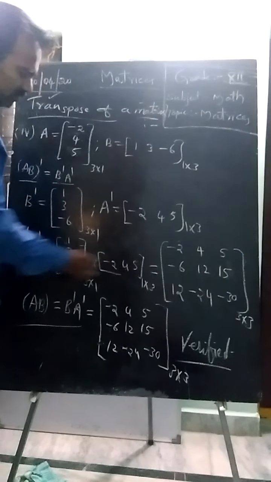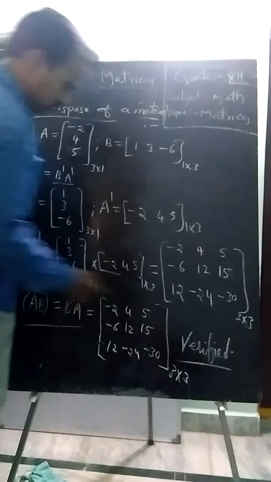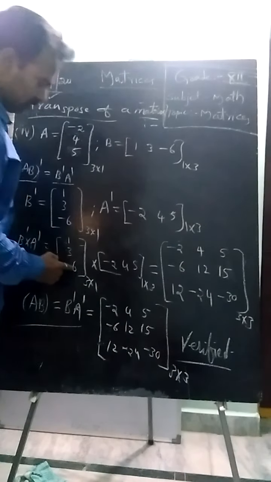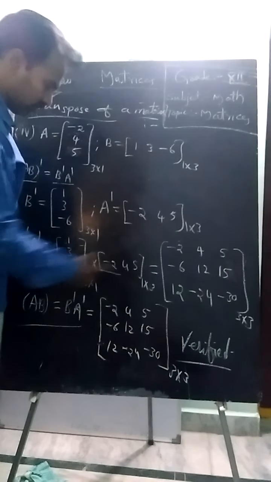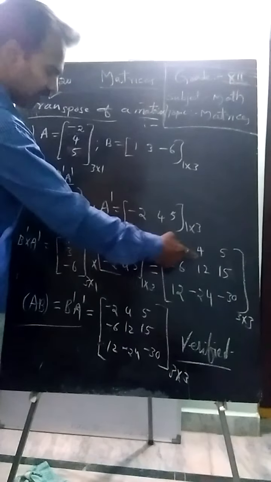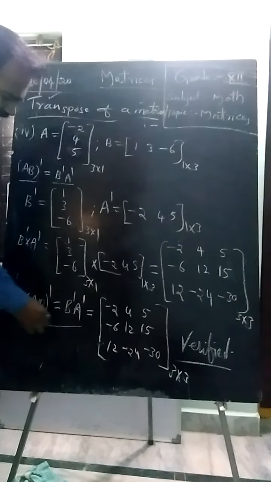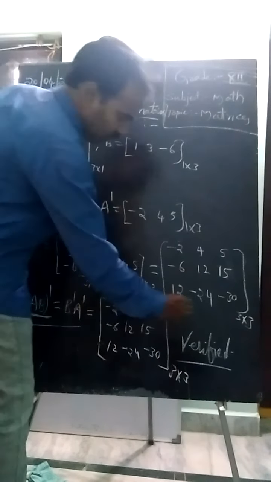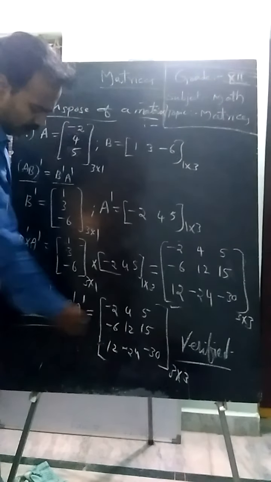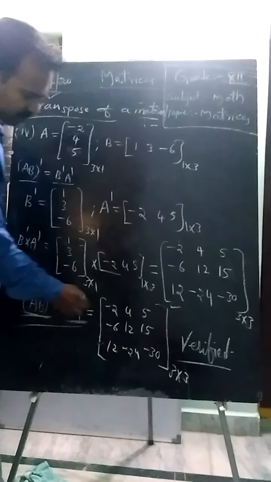We have minus 6 into minus 2 plus 12, minus into minus plus 12, minus into plus minus 24, minus into plus minus 30. We have a 3 by 3 matrix. Already we have (AB) transpose, this matrix we got in previous steps. Now we have B transpose into A transpose, this one.